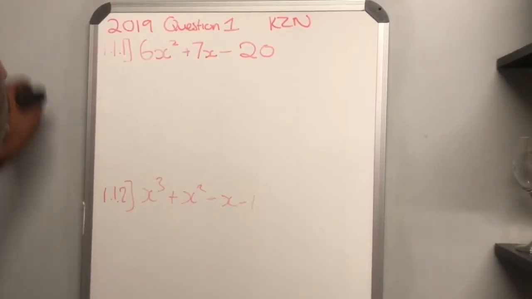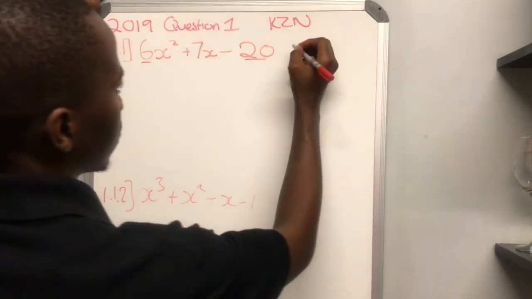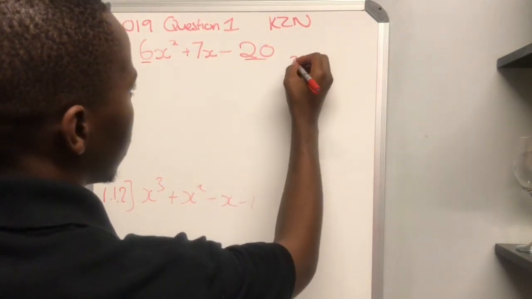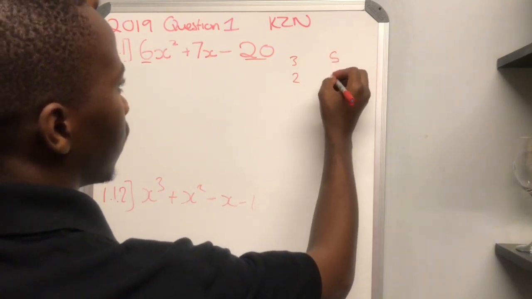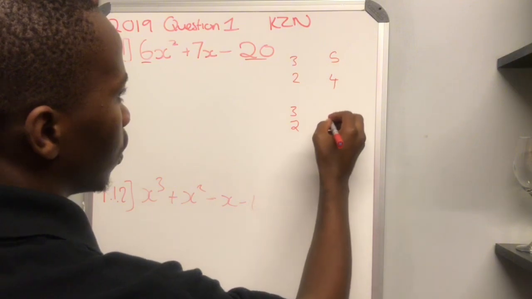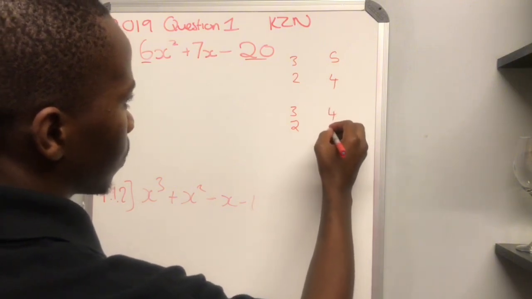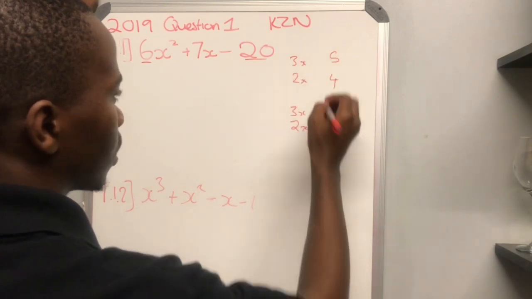Question 1, KZN 2019. Look for these factors. The factors of 6 are 3 and 2. The factors of 20 are 5 and 4. So you can swap it around, 3 and 2, then you can swap it here. Put an X, put an X, put an X, put an X.